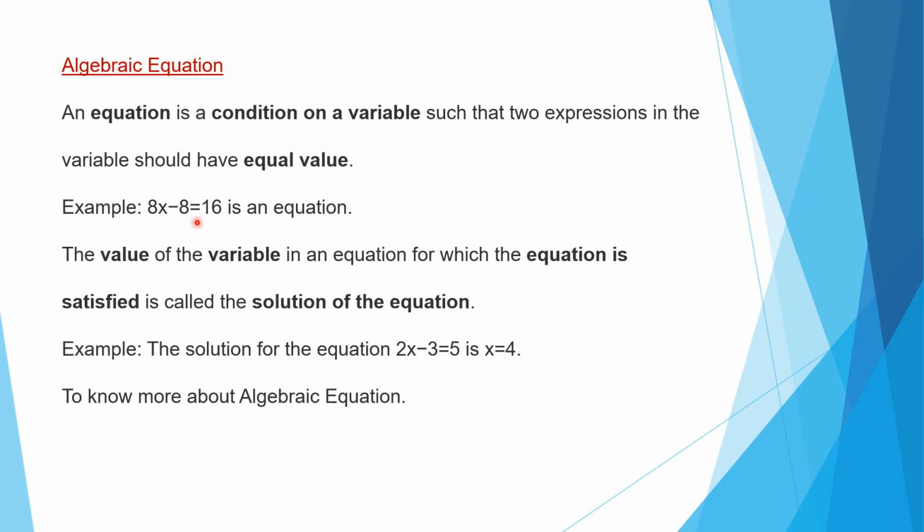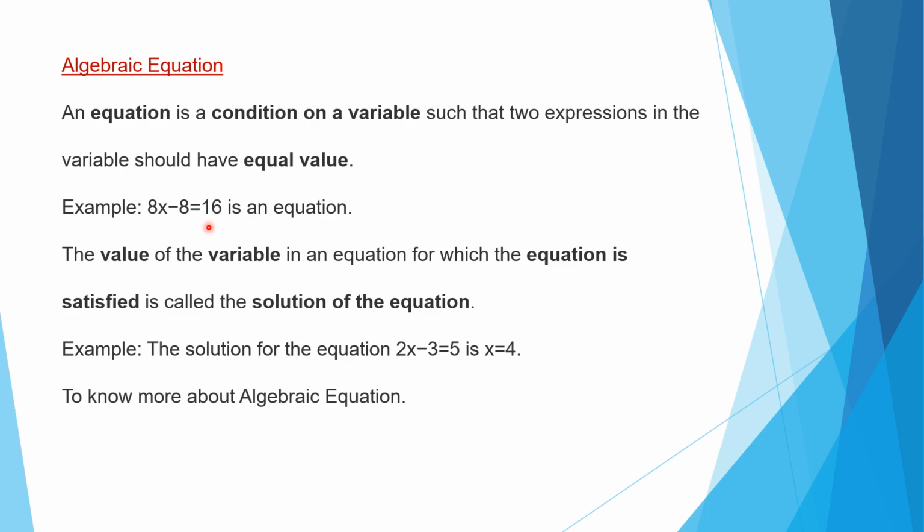As it has an equal sign in between two expressions, the expression before the equal sign is called the left hand side, and whatever portion comes after the equal sign is called the right hand side. So an equation will have an equal sign, whereas in an expression there is no equal sign. Just for example, 8x minus 8 is an expression. When it becomes an equation, the equal sign will come here: 8x minus 8 is equal to 16. It has now become an equation.